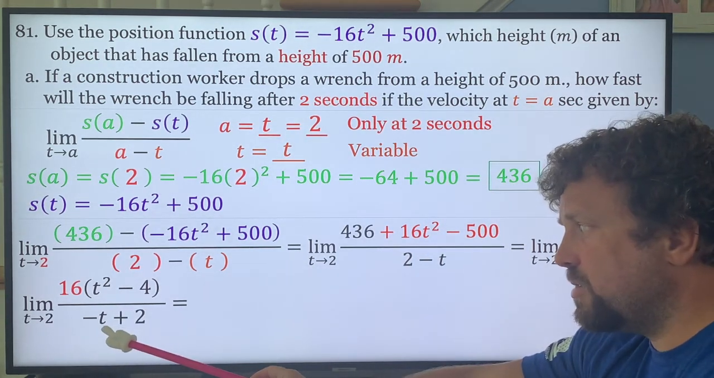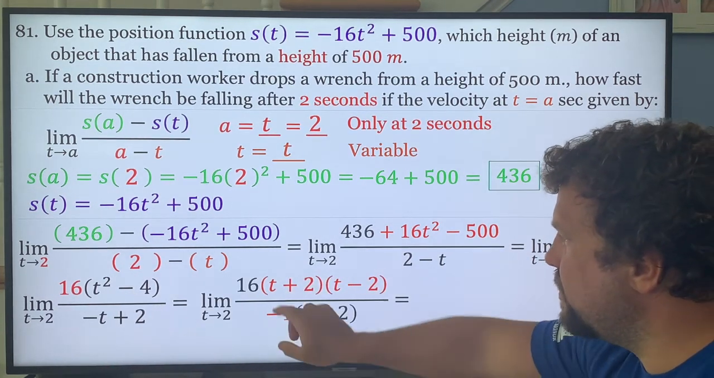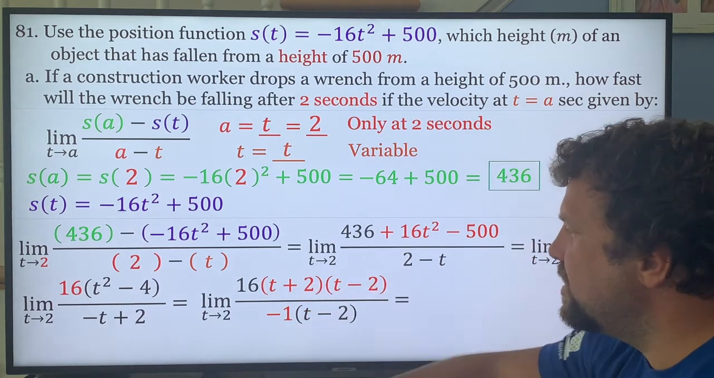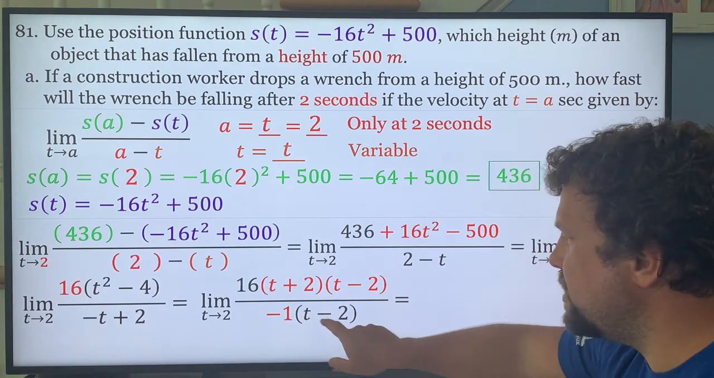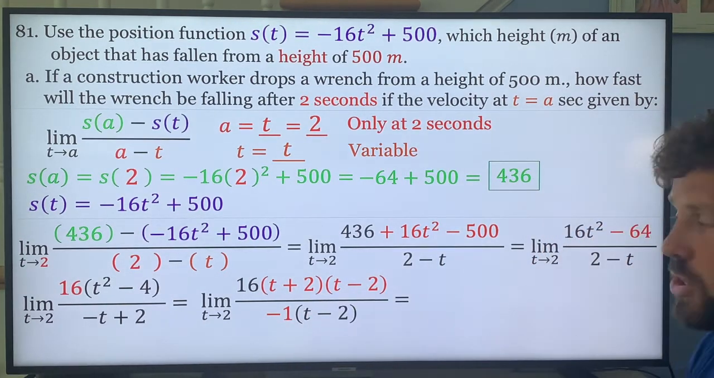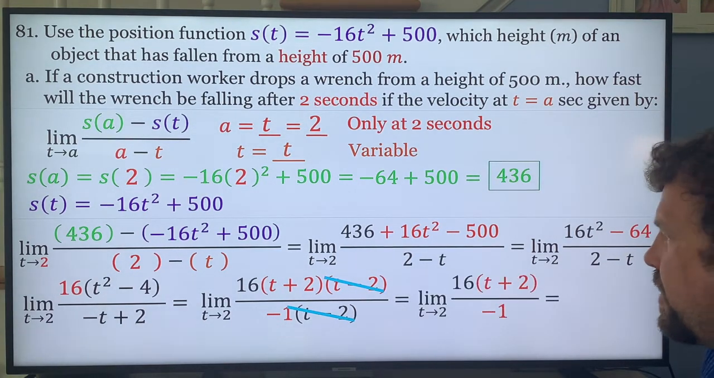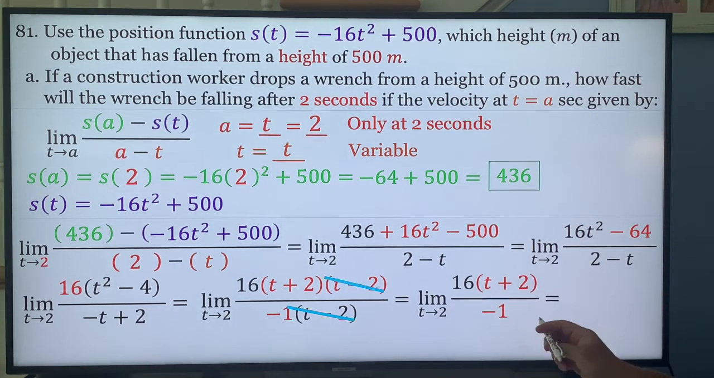This is neither, right? So how can I make this a t plus 2 or t minus 2? Take out a negative 1. So t squared minus 4 should be t plus 2, t minus 2. Since this doesn't match either, if I pull the -1 out, this becomes positive, this becomes negative. Now, what should I have? They match. And I can cancel them. And that leaves me with 16 times t plus 2 over -1.